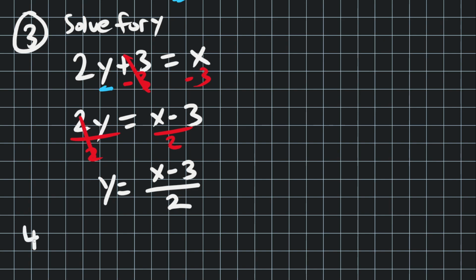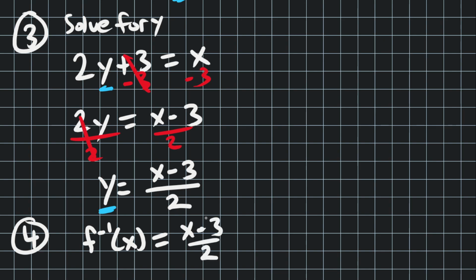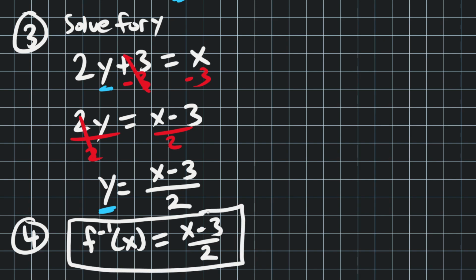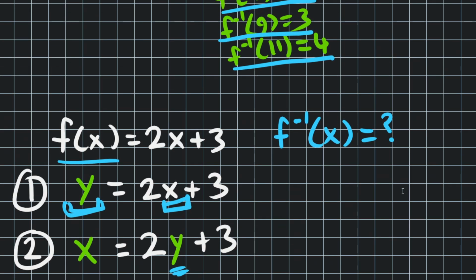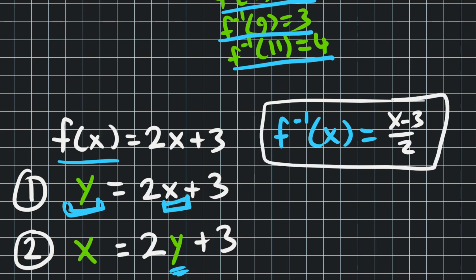And then the last step is we are going to substitute y for f inverse of x. So this is f inverse of x equals x minus 3 over 2. And that is the inverse function. f inverse of x is x minus 3 over 2. So the answer up here, f inverse of x is x minus 3 over 2, and that is the inverse function's formula. So if f of x is 2x plus 3, then f inverse of x is x minus 3 over 2.